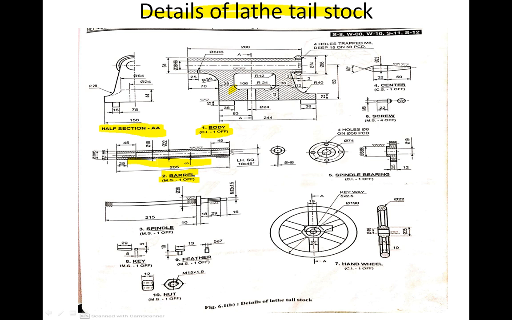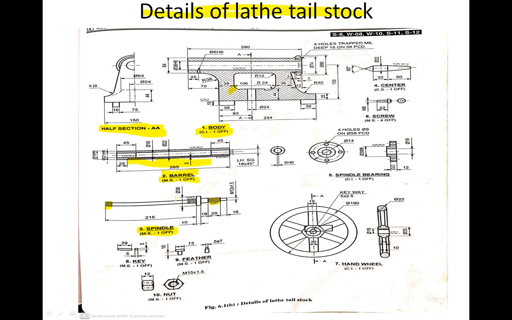And the third part is the spindle. This is the spindle which is made up of mild steel and the quantity is 1. Here one end is threaded because at this end the center will mount. Then here the handle will mount. So only one view of the spindle is sufficient.